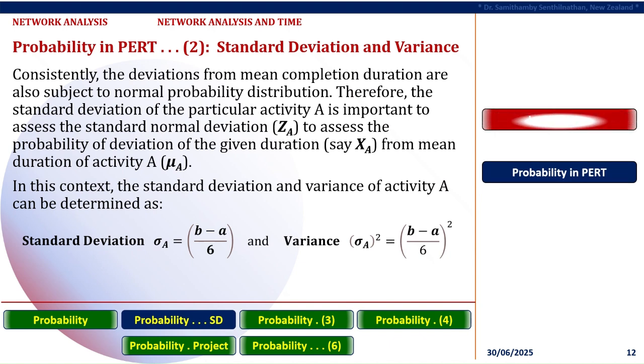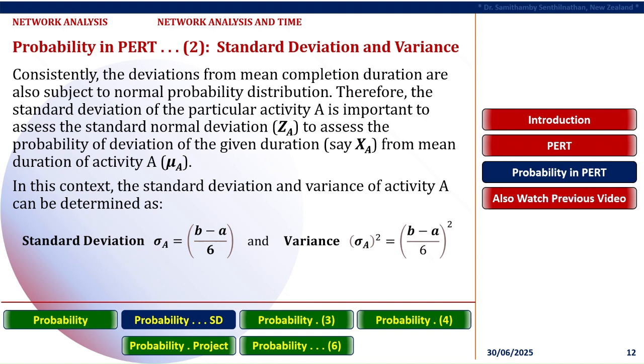Consistently, the deviations from mean completion duration are also subject to normal probability distribution. Therefore, the standard deviation of the particular activity A is important to assess the standard normal deviate, given as ZA, to assess the probability of deviation of the given duration, say XA, from mean duration of activity A, known as μA. Here, standard deviation sigma of activity A equals the difference between pessimistic duration B and optimistic duration A of the activity divided by 6. Similarly, the variance is the squared value of the standard deviation.